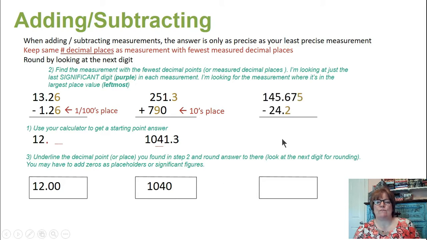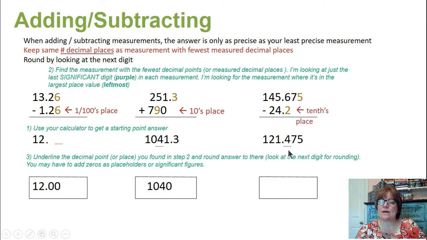Last one, 145.675 minus 24.2. My calculator says 121.475. Okay, again, now I go back and I look. This number is significant to the first decimal place. This one is significant to the third. This is the least precise measurement. I'm going to round my answer to the tenths place, or to the first decimal point.